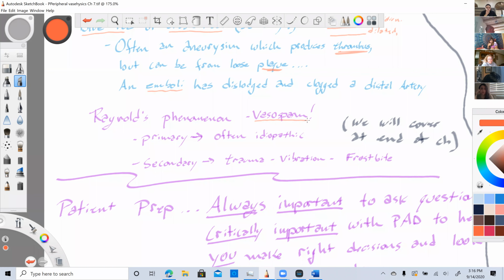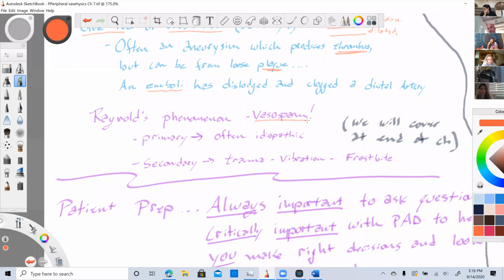What's that? You can make a cameo. My daughter has Raynaud's phenomenon. Do you have it in both your toes and your fingers? I've never really had it in my fingers. I have it in my toes. You have it in your toes. So she probably has it.